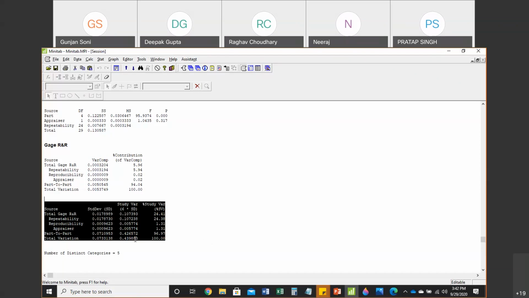It tells over here that part to part variation is 96.97%. That is the variation which is attributed by measurement system. Of that variation, 96.97% is because of the randomness. Okay, and then you have total gauge R&R of study variance is 24.41. Now let's go back to the slides.